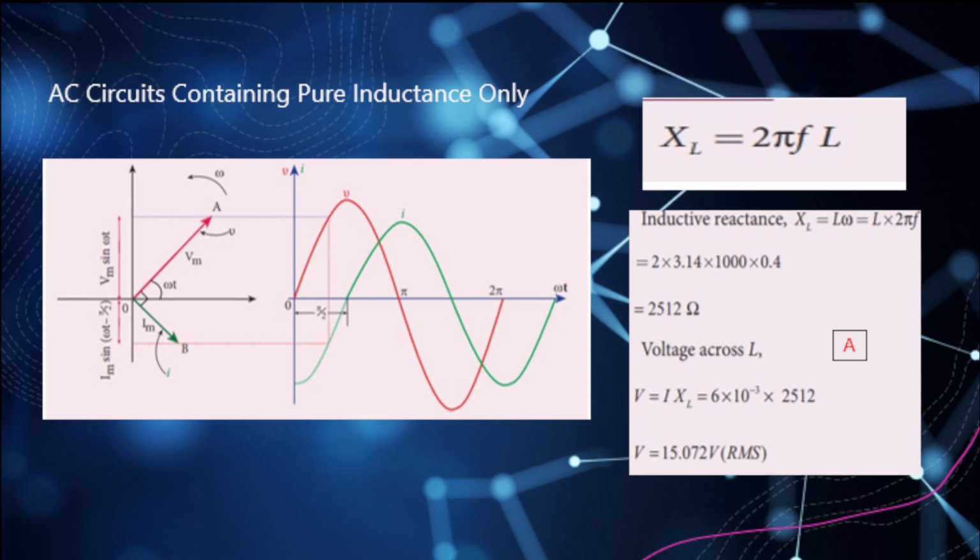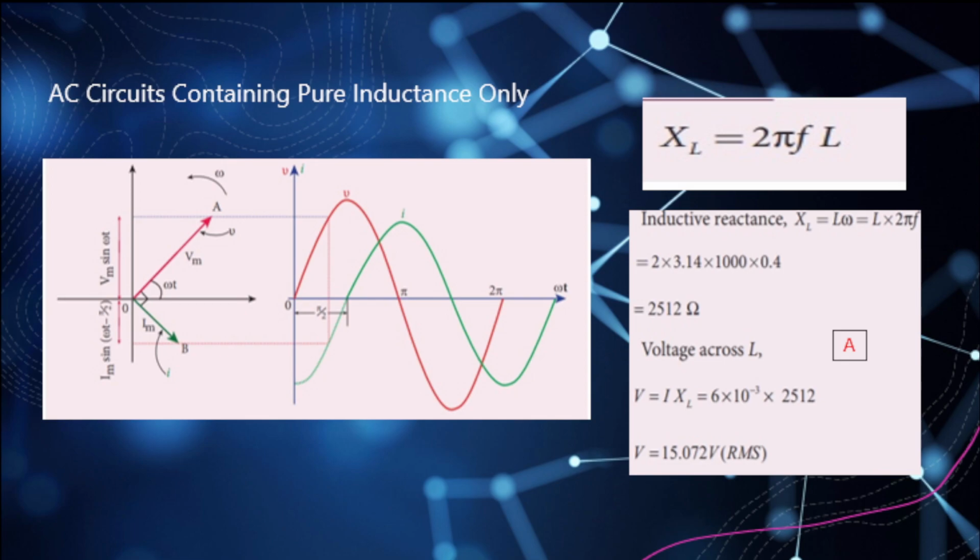I'm digressing though. Perhaps simply we can remember a purely inductive circuit as current lags voltage by 90 degrees. Okay, just keep that in mind. In a purely inductive circuit, current lags voltage by 90 degrees.